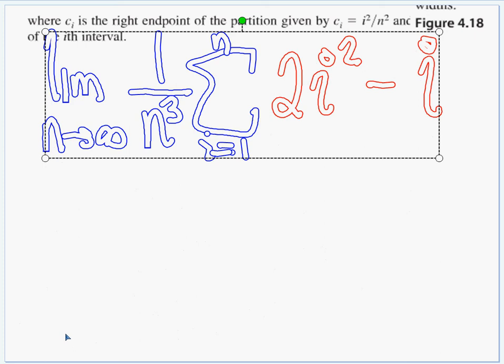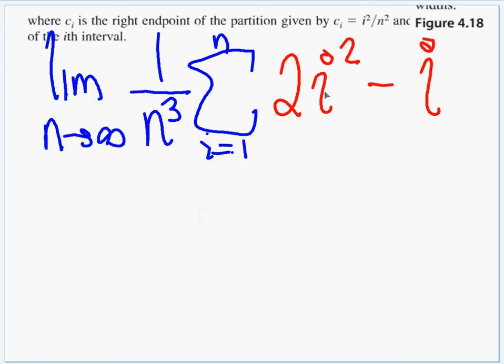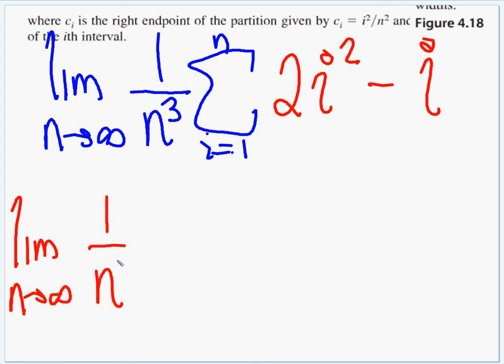And let's see here. I'm debating, should we distribute the summation and the 1 over n cubed, or should we save that more toward the end? Yeah, let's save it for the end. So limit, n is heading off to infinity. We have 1 over n cubed. Now let's see here. We're going to use our summation formulas and do all this at the same time. So I'm going to block this off in black ink.